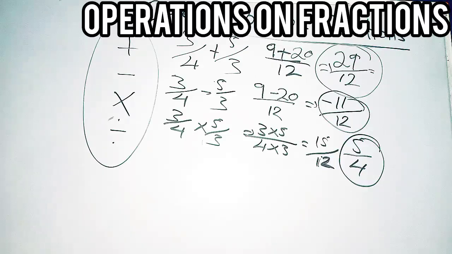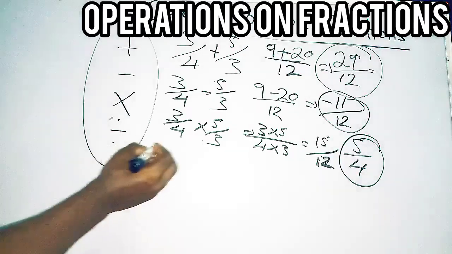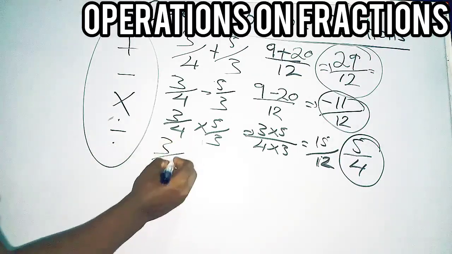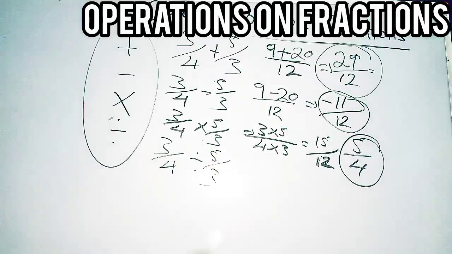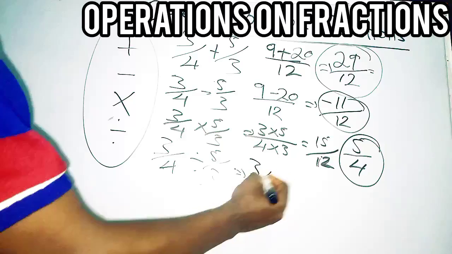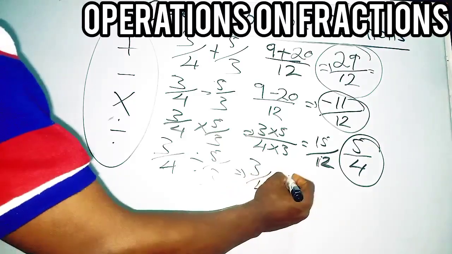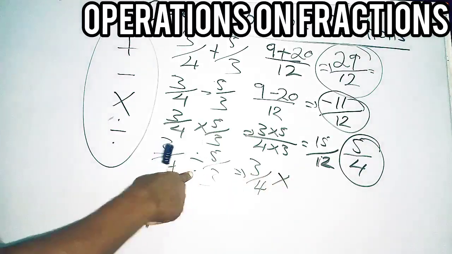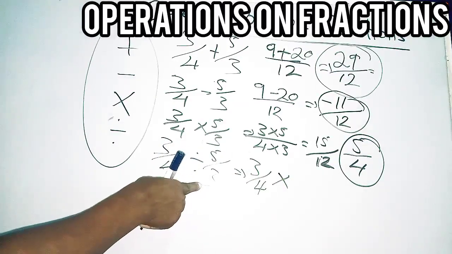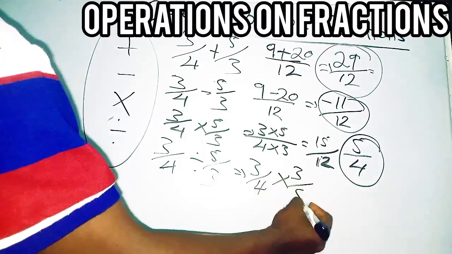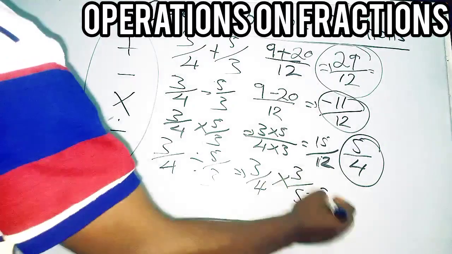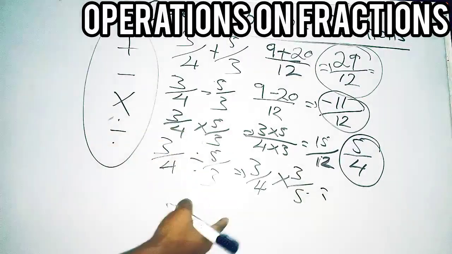Okay, let's look at the last part, where we have 3 over 4 divided by 5 over 3. And as we said the last time, you are supposed to maintain the first fraction, which is 3 over 4. Then you change the division sign to multiplication, and then you reciprocate the second fraction. So your 3 is now coming at the top, and then your bottom is going to be 5. Now it is more or less like the upper one. How do we go about it?